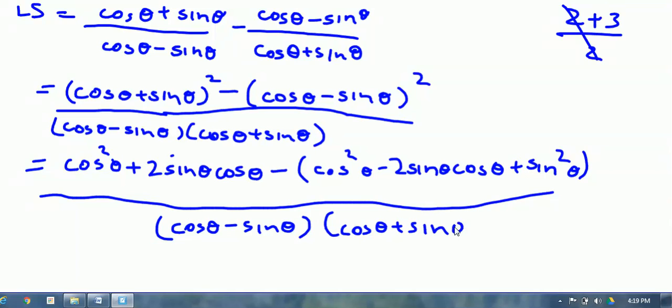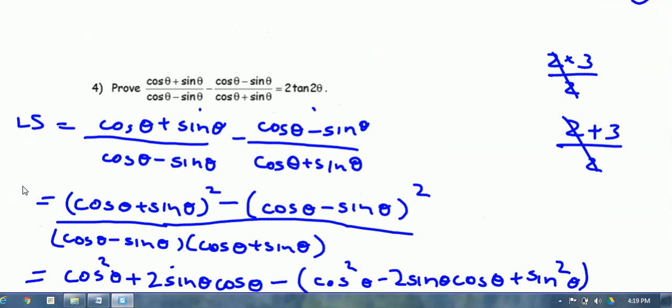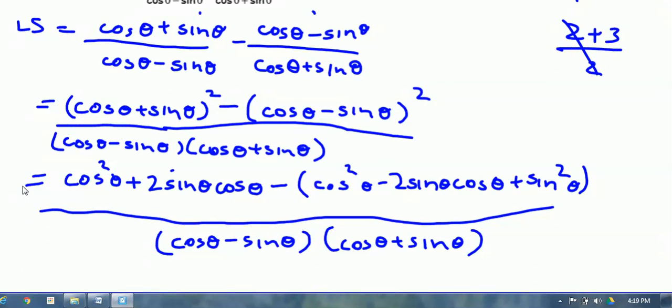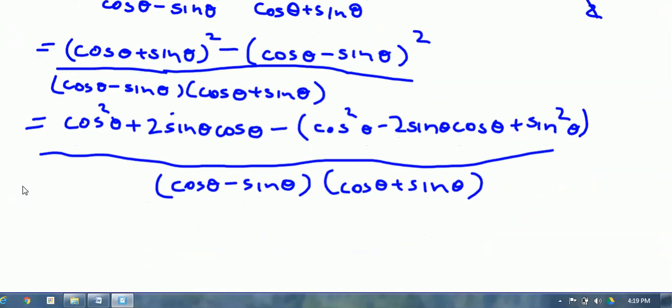And as I've told you, you need to be keeping your eye on the prize, right? We need it to look like 2 tan 2 theta. Well, we're nowhere near that at this point. So we're just going to keep on going here and see if we can cancel some things and simplify. So we're going to leave that.